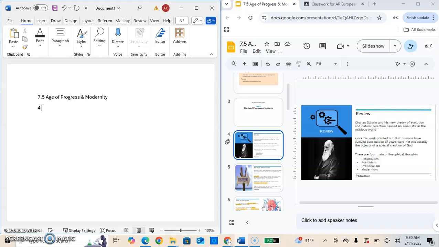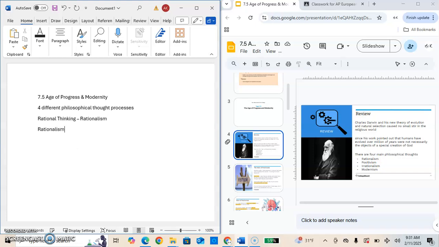Now, we are seeing four different philosophical thought processes. All right. And once again, Charles Darwin kicks it all off. I don't know if he did it intentionally, but he did. So Charles Darwin and his evolution and natural selection that we talked about in 7.4, and everyone's like, oh yeah, we know all that. So he points out a very rational way of thinking. So rational thinking, known as rationalism.